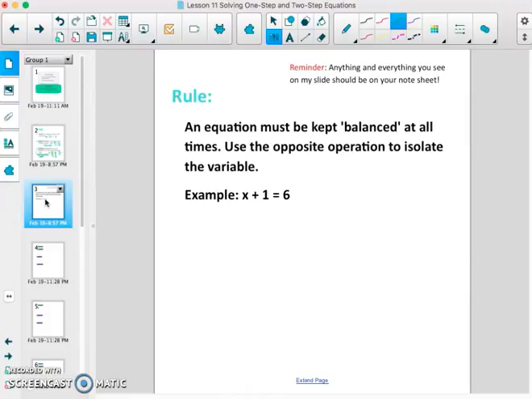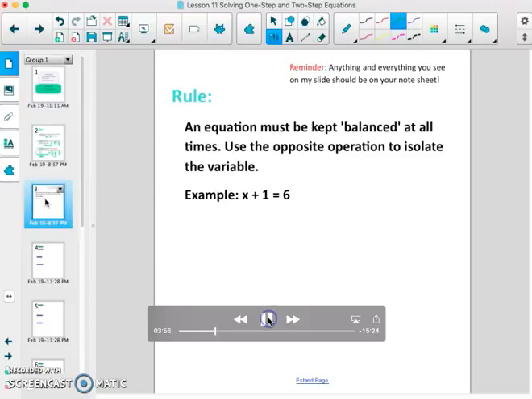All right, so our general rule is that the equation has to be kept balanced at all times. And we use opposite operations to isolate the variable. Okay, so what does that mean? So let's say we have something like x plus 1 is equal to 6.